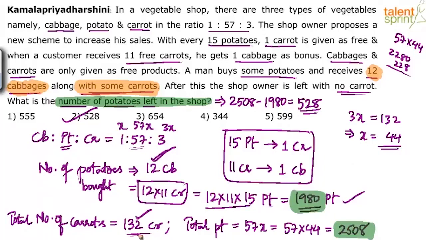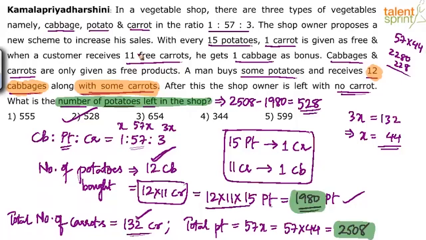But one point that we have missed is, we have assumed in this whole solution that the number of carrots the man is taking from this shop is equal to 132, which need not be the case. You're getting me? I'll explain why. The number of carrots can also be more than 132. Can it not be more than 132? Just think of that once. He will get a cabbage free as a bonus only if he gets 11 free carrots.